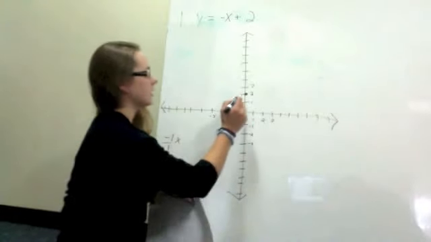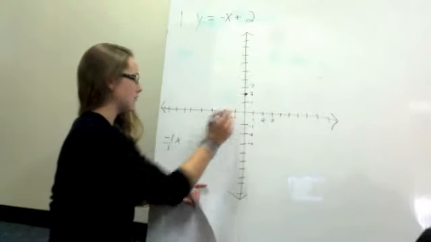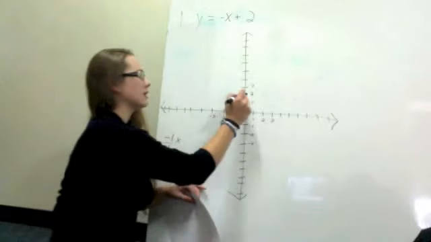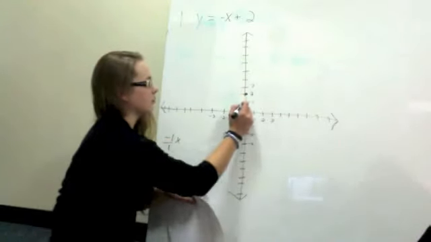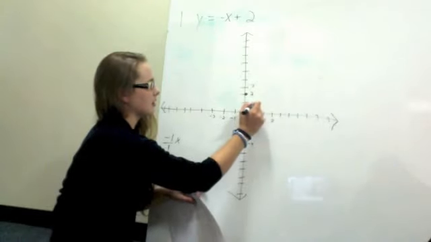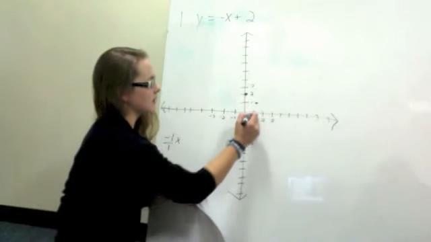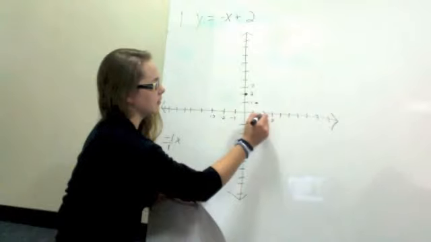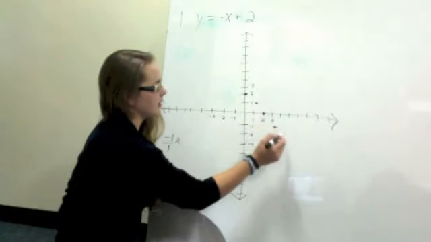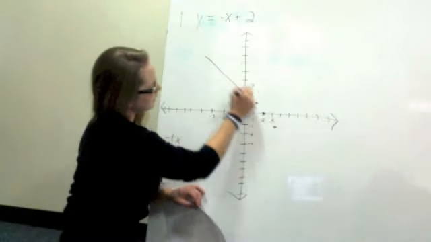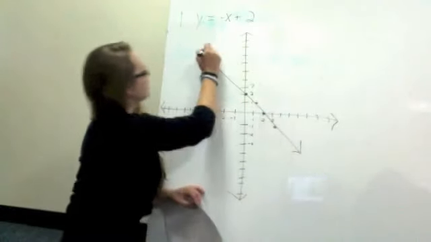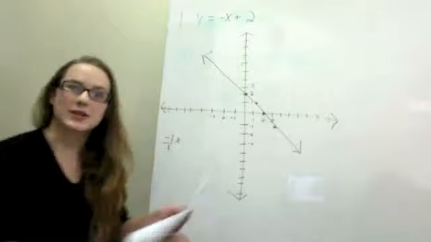So we're going to go down 1 because of the negative 1, and then since it's over 1, we're going to go 1 this way and mark there. We're going to do the same thing: down 1, over 1. Down 1, over 1. And then you just keep doing that, draw a line through it, and that's how to graph the first equation.